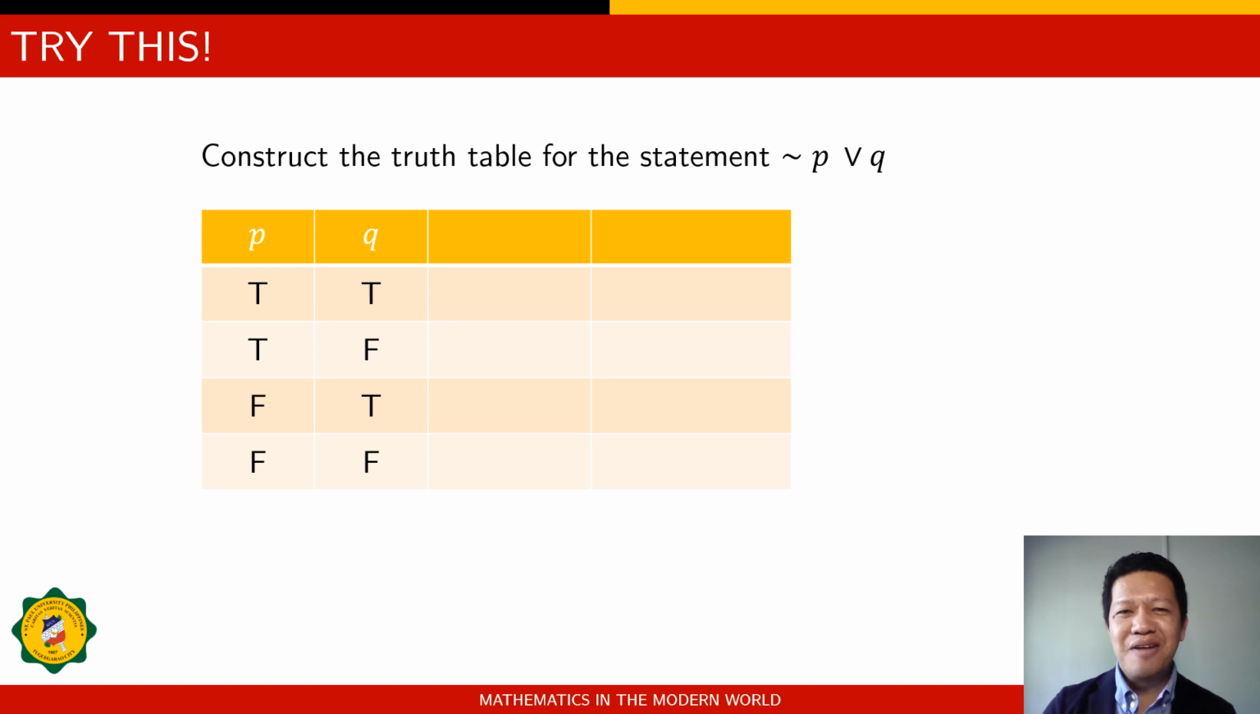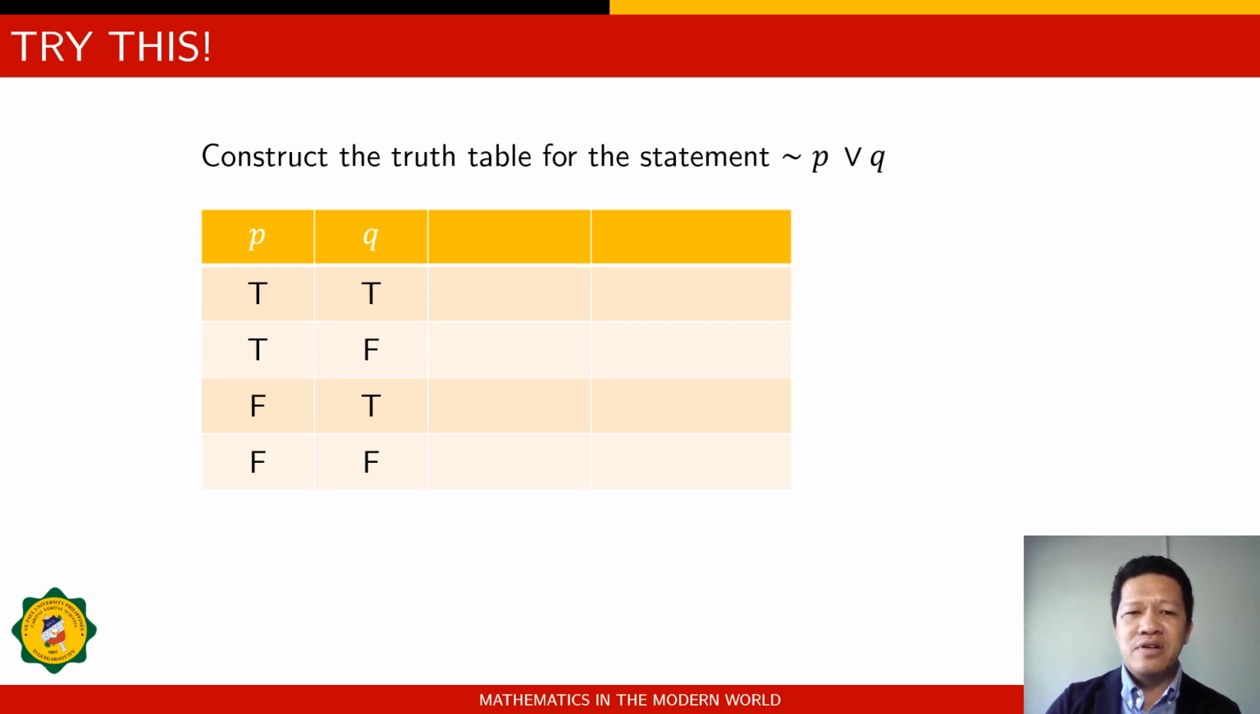And now it's time for you to actually do it. Try this exercise. Construct the truth table for the statement not P or Q. You may now pause this video and work on this activity in your own study area. Let us check your answers.